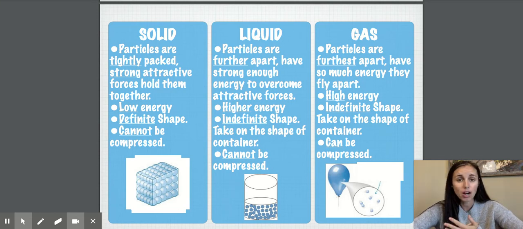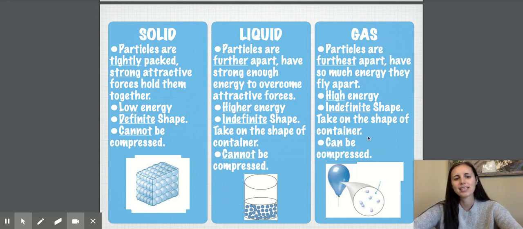Our last state of matter is a gas. In a gas, the particles are the furthest apart. So in a solid, they're closest. In a liquid, they're further. And in a gas, they're furthest apart. So particles are actually very far apart in a gas. They have the highest energy. So in a gas, you actually see the particles are flying around really fast. They're bouncing off the walls, which is good that they're not close together, right? So they're colliding with each other.